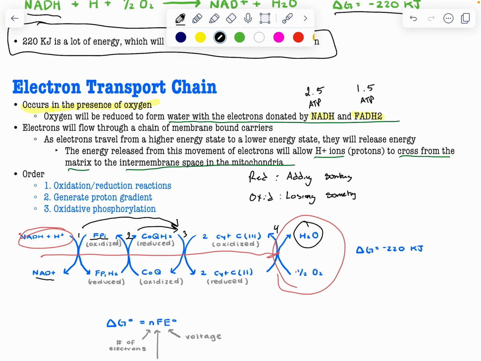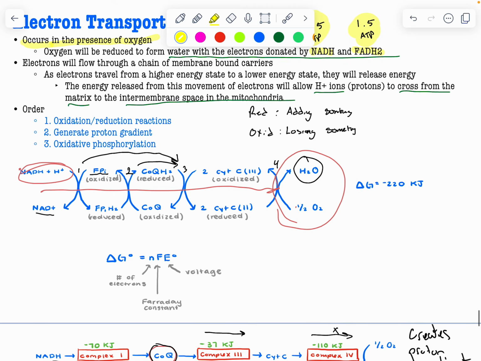So, electron transport chain, it occurs in the mitochondria. The biggest thing I want you guys to understand about the mitochondria is it is one of the few organelles in our body that can generate energy from oxygen. Anytime you think oxygen, you should be thinking about the mitochondria. And oxygen will reduce to form water with electrons donated from NADH and FADH2. We'll get into that in a second, but another good thing to know is NADHs generate 2.5 ATP and FADHs generate 1.5 ATP.